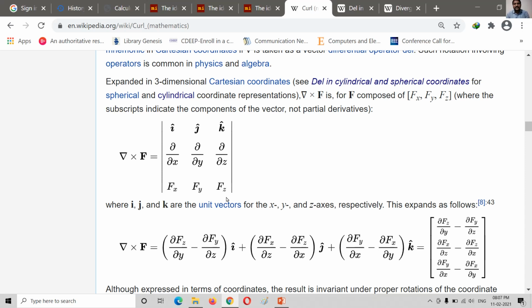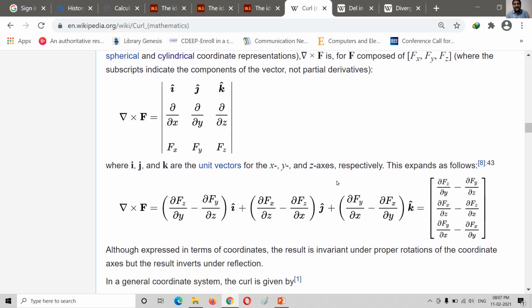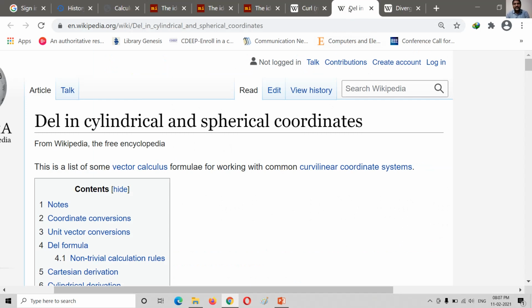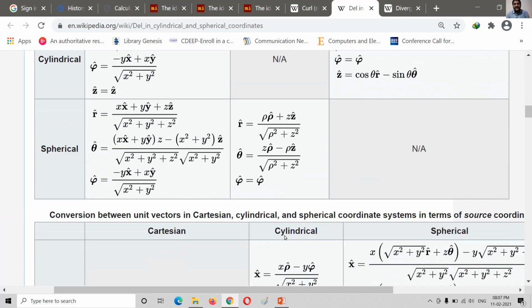Now we can simplify this. For i cap it will be del by del y of fz minus del by del z of fy. So next will be this one and next will be this one. I hope you understand how to solve the determinant. The same case applies if we use cylindrical and spherical coordinates, so how will it look? It will look like this.